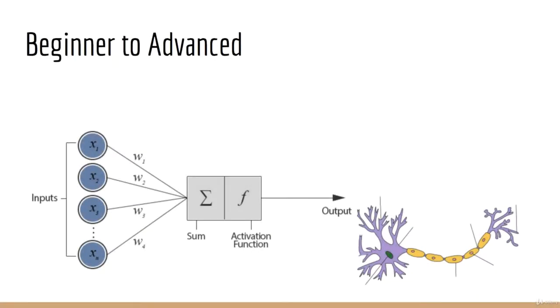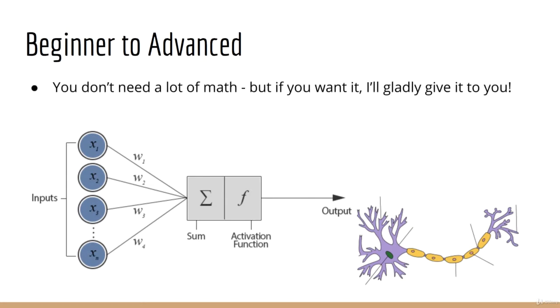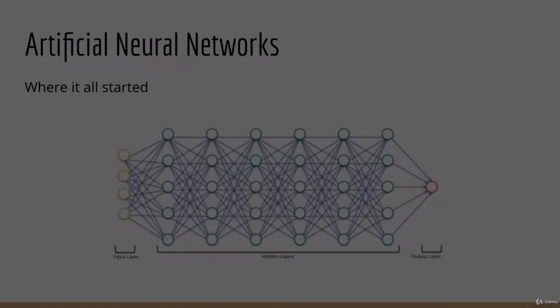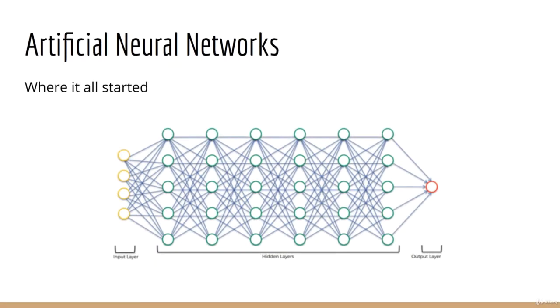This course is designed to be a beginner to advanced course. So you don't need a lot of math and background knowledge, but of course, if you're into that sort of thing, I certainly have resources for you. We're going to start by looking at basic machine learning in the form of a neuron, the fundamental building block of neural networks. From there, we are going to jump right into neural networks, the thing that started it all.